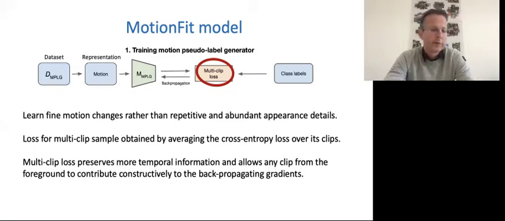So we really capture the foreground information, so to say. Okay, this is step one, and this gives us what we call a motion pseudo-label generator. So a model that is trained on optical flow only.